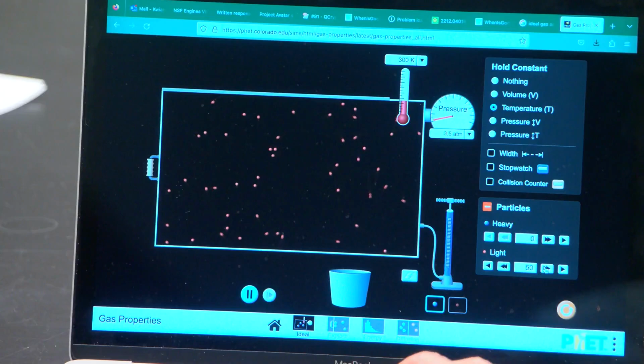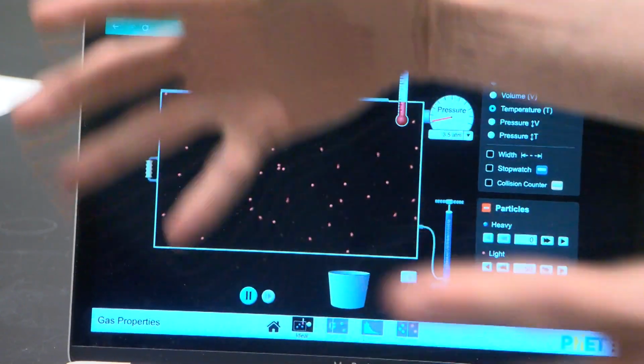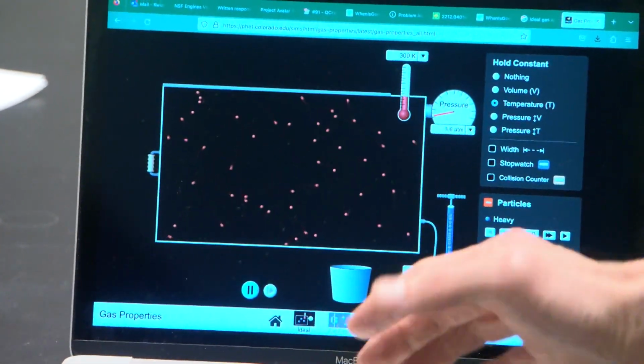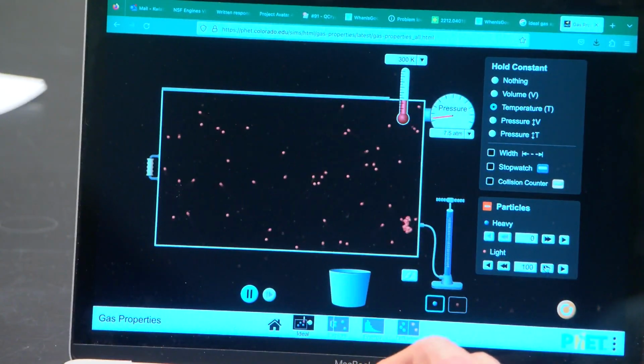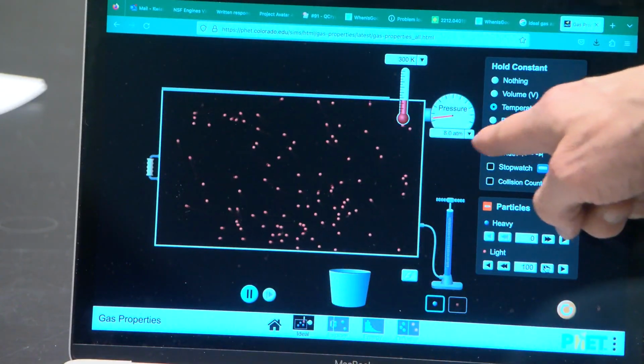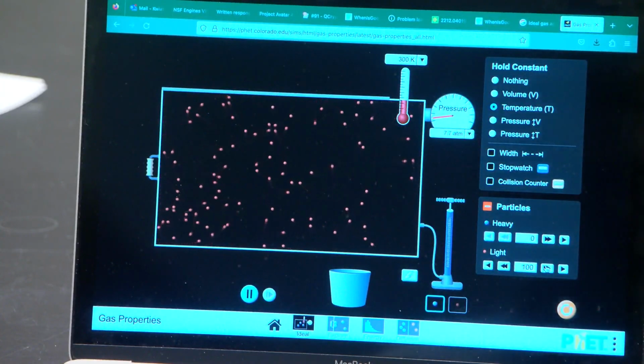So I'm just going to double the number of particles. And according to the ideal gas law, that should double the pressure. So I'm just going to go whoop. And now we have twice as many particles in there. And once it equilibrates, now we see that the pressure, in fact, has gone up by a factor of 2.